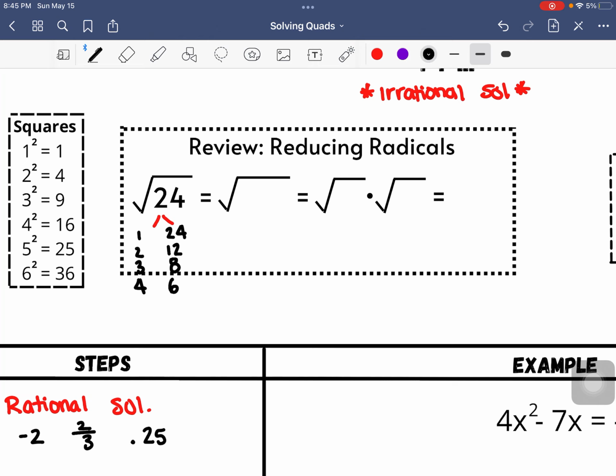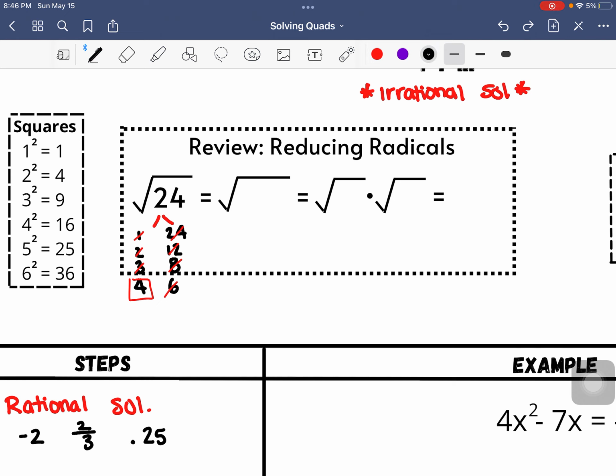Now, I'm going to look at my factors and try to find out if there are any perfect squares here besides 1, okay? So, not counting 1, that's not a perfect square. Neither is 24, 2, 12, 3, 8, or 6. But 4 is a perfect square. It is 2 times 2.